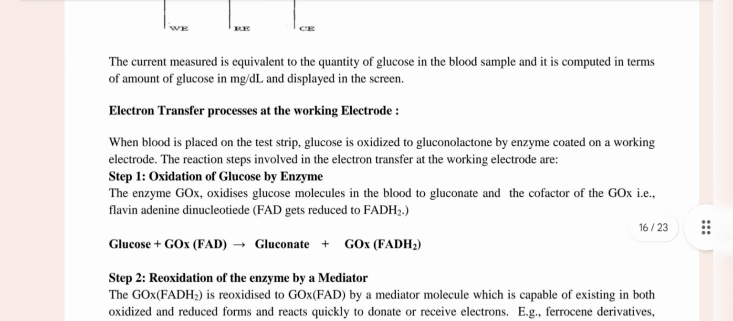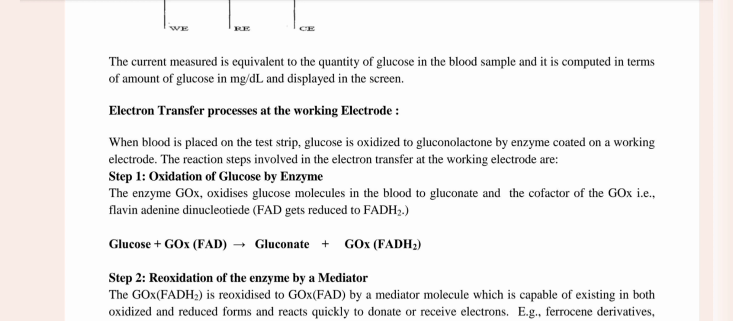Then the electron transfer processes at the working electrode. When blood is placed on the test strip, glucose is oxidized to gluconolactone. Glucose is oxidized to gluconate, or gluconolactone, by an enzyme called glucose oxidase. Then what happens? Step 1 is oxidation of glucose by the enzyme. The enzyme GOX oxidizes glucose molecules in the blood to gluconate, and the cofactor of the GOX, that is FAD, is reduced to FADH2.